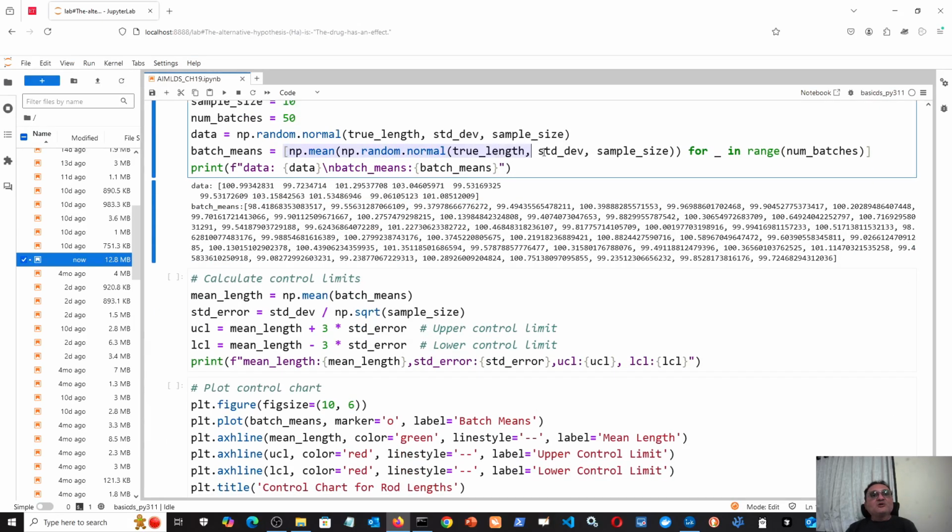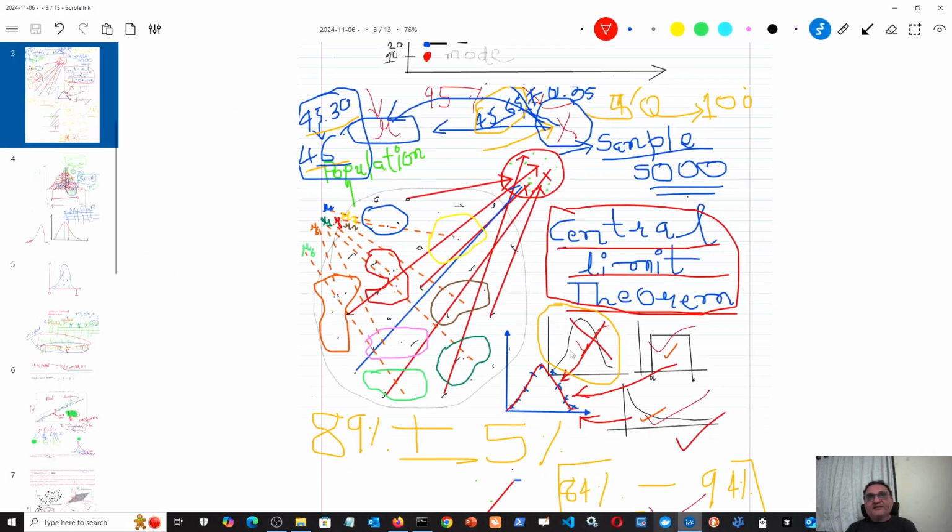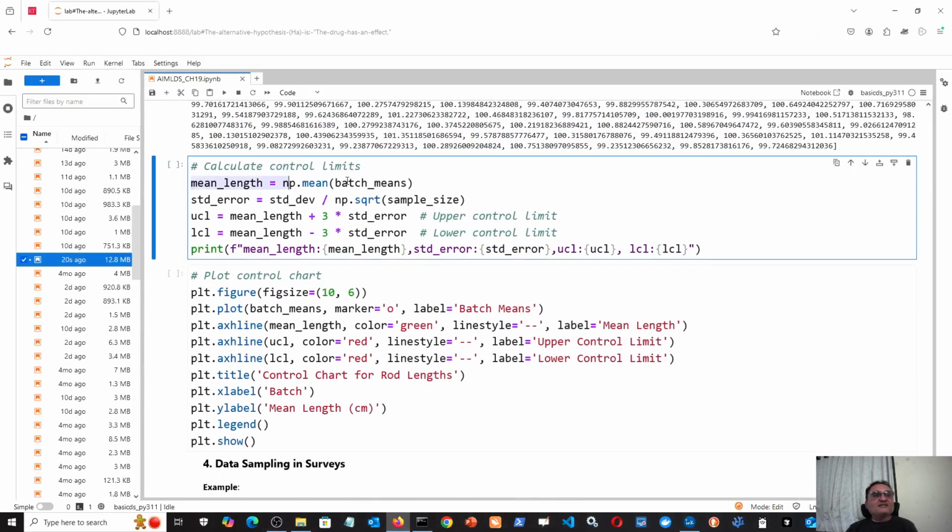But batch means are also not final, because what is the sample mean? The sample mean is the mean of all these batch means that I have found, for those 50 batches. Now I have to find the mean of all those means. That would become my sample mean. That is done here in the next step: mean length is equal to np.mean of batch means.